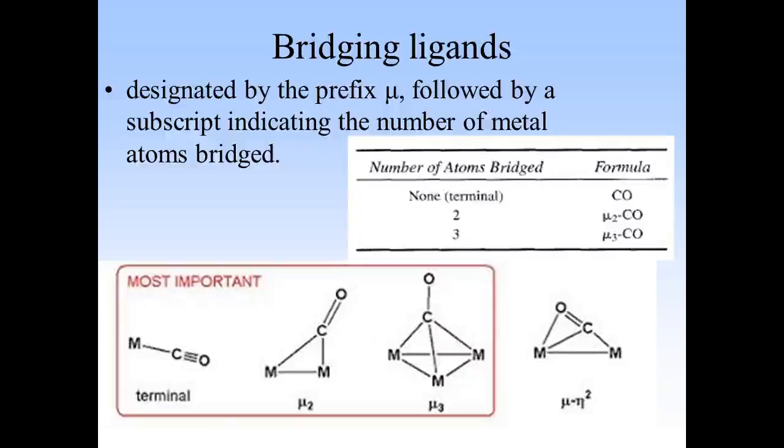Here are the examples. The first one is terminal carbonyl. No bridging metal atoms are present. The next one is mu2, and you see there are 2 metal atoms, and in between the 2 metal atoms that CO is present, therefore we call it mu2. And in the next case, that is mu3, there are 3 metal atoms, and that CO is present between the 3 metal atoms, and we call this mu3.